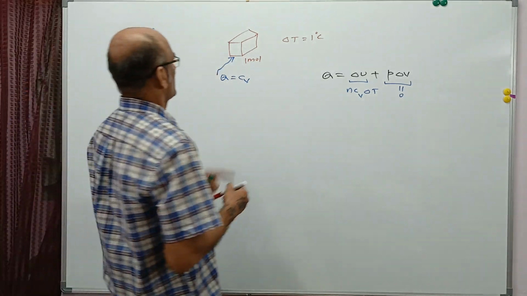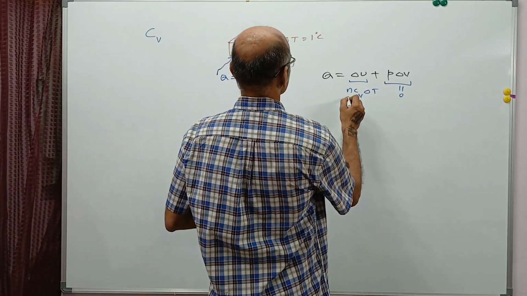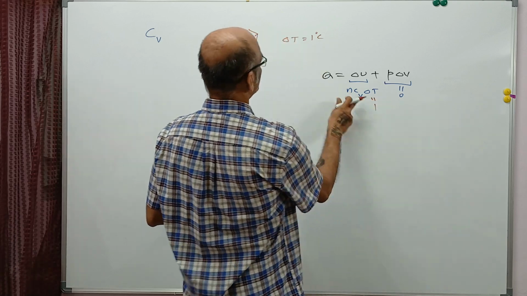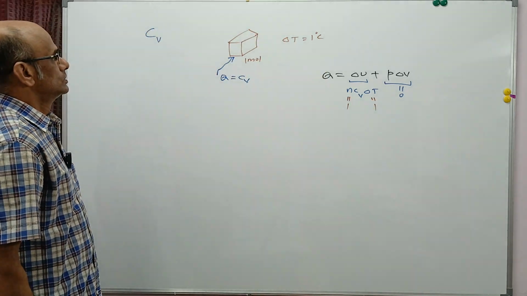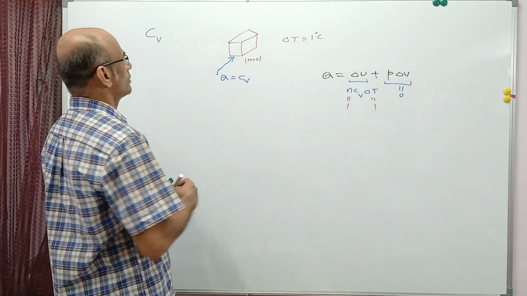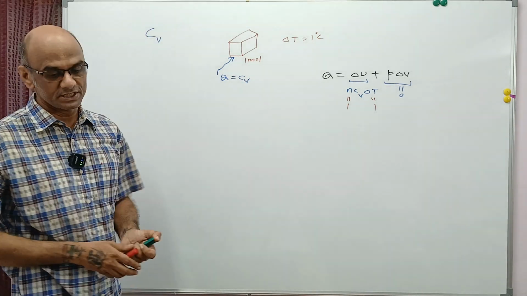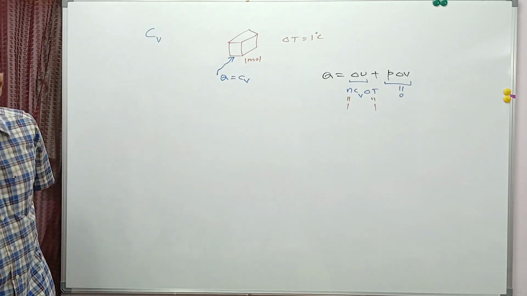So for this, if I put the number of moles as 1 and the temperature rise as 1, let Q equal to CV. So the amount of heat required to raise the temperature of 1 mole of a given gas by a temperature of 1 degree Celsius is CV, the specific heat of the gas under constant volume.